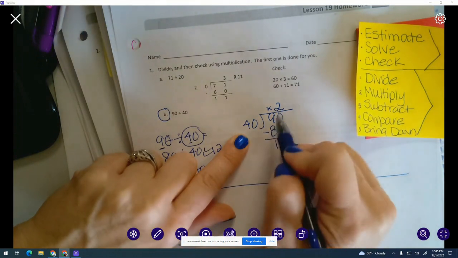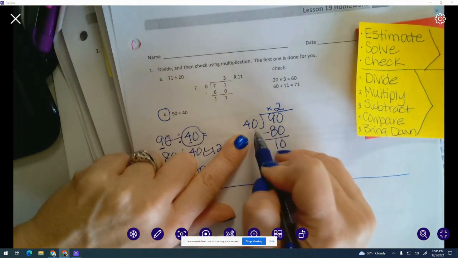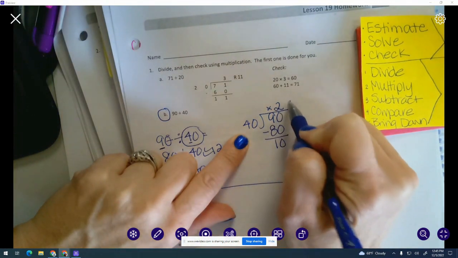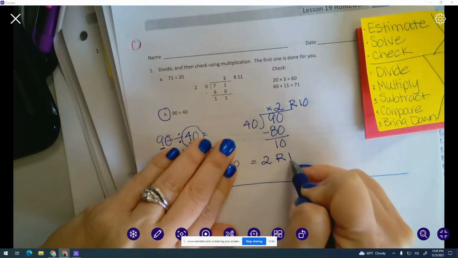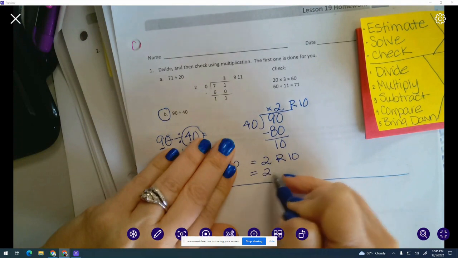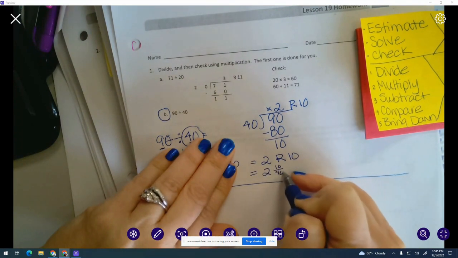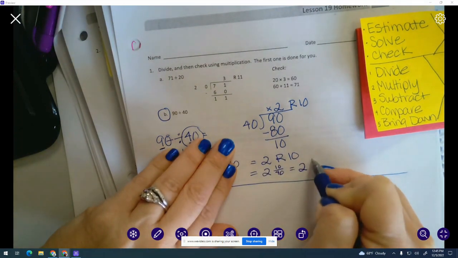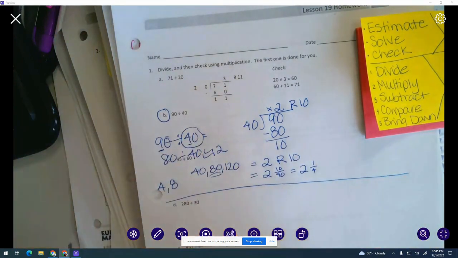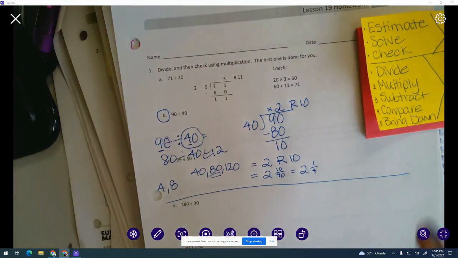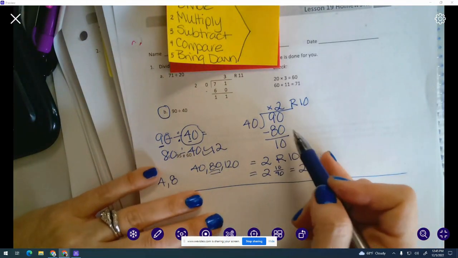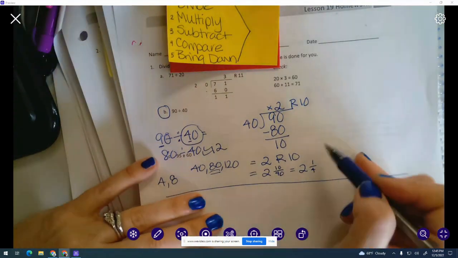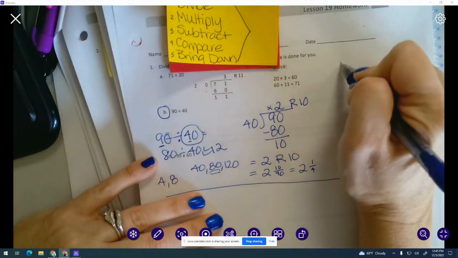It is done. So 90 divided by 40 is 2 with a remainder of 10, which could also be 2 and 10/40, which can also be 2 and 1/4. And we'll talk about all those other variations in a little bit. We could have also continued this as a decimal. That being said, let's check it.